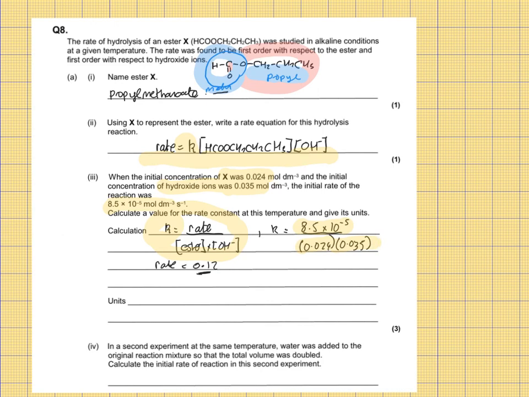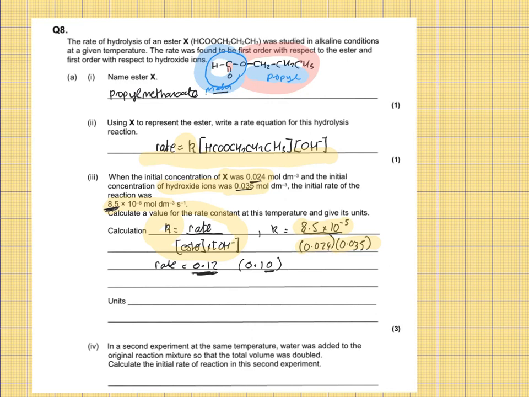The maximum number of significant figures allowed here: we have 3 sig figs, here we have 3 sig figs, but here we only have 2 sig figs. So you could get away with saying the rate constant is 0.10, because the number of significant figures is only 2.